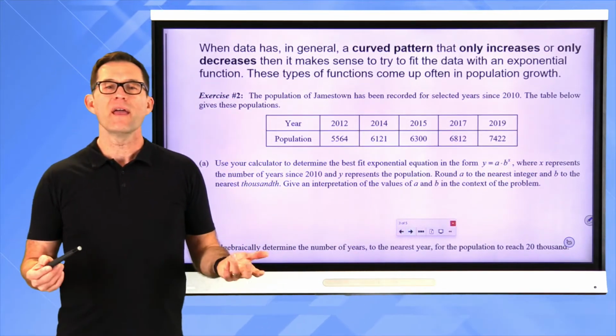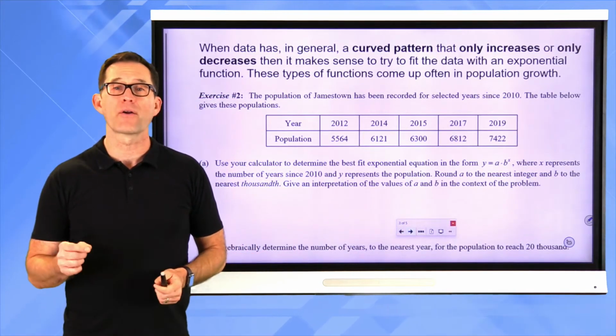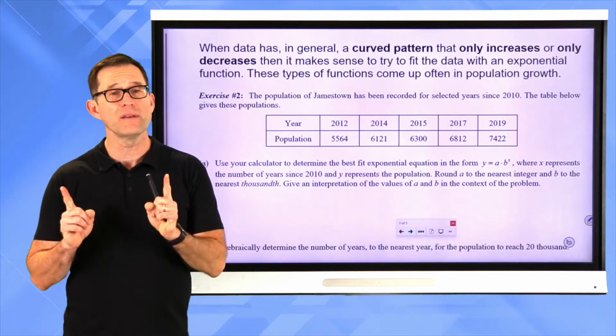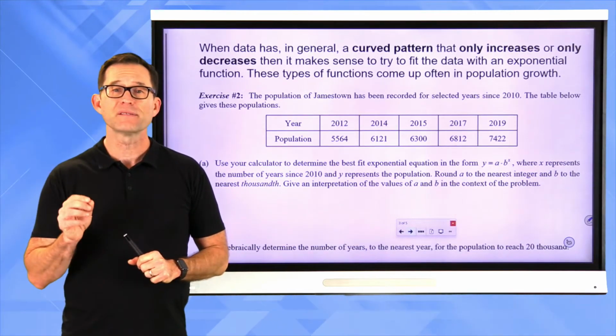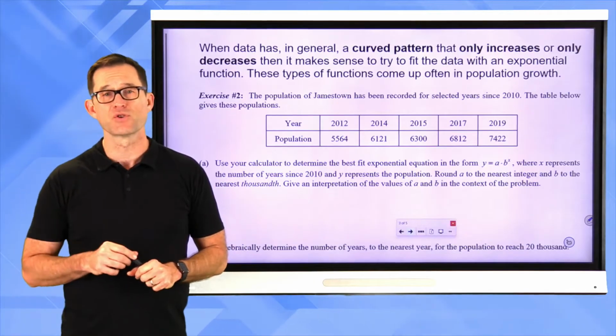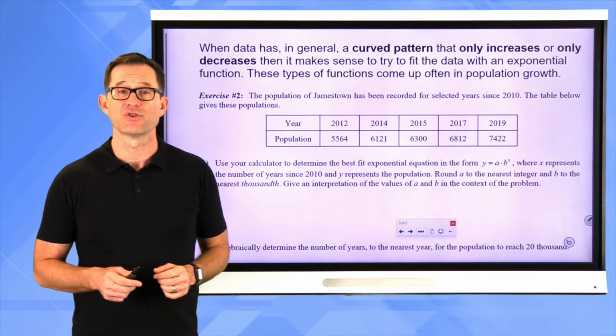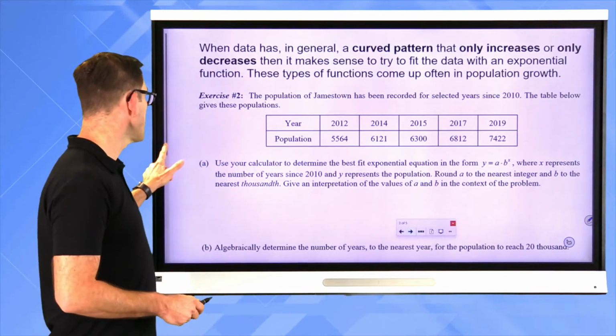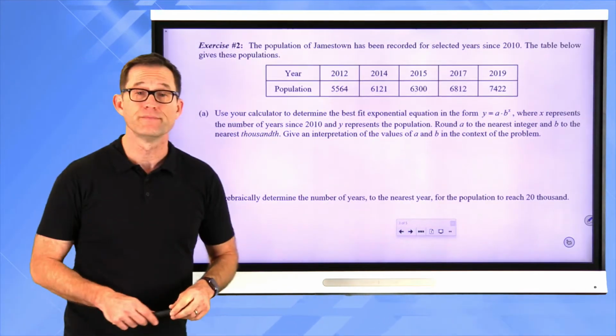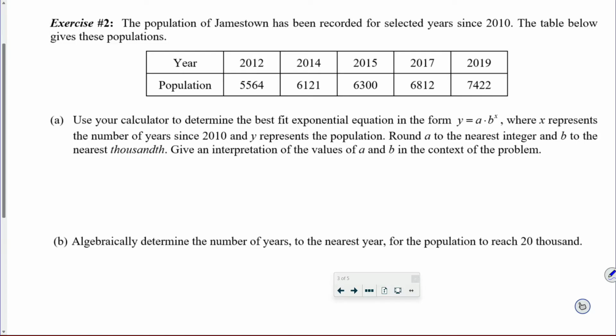Okay. When data has, in general, a curved pattern that only increases or only decreases, then it makes sense to try to fit the data with an exponential function. These types of functions come up often in population growth. So let's take a look at an example of that in exercise number 2. The population of Jamestown has been recorded for selected years since 2010. The table below gives these populations. So in 2012, the population is 5,564, etc.